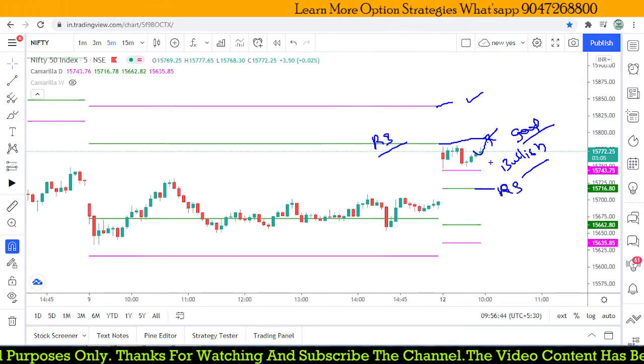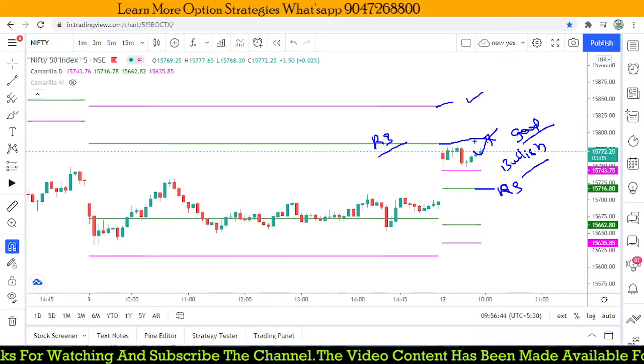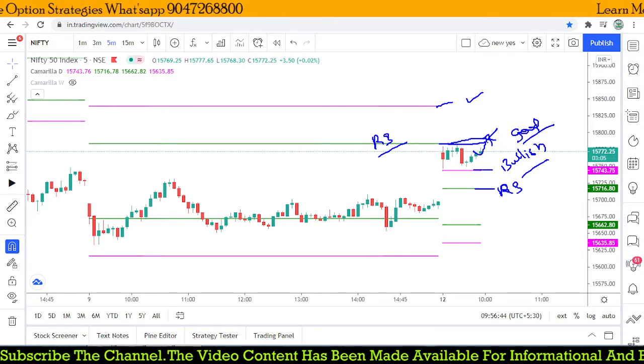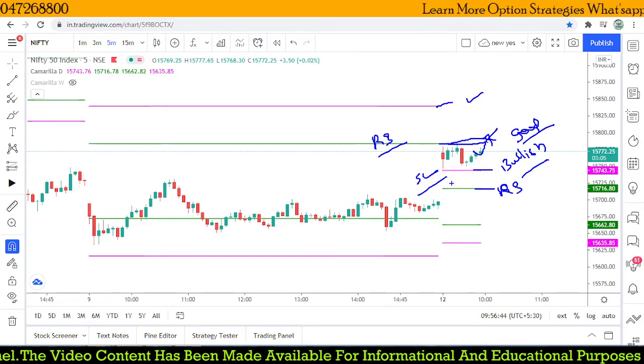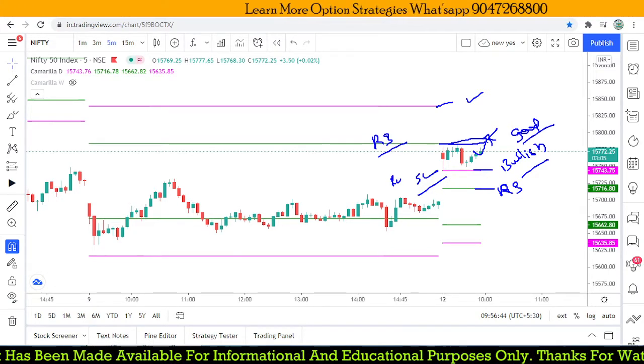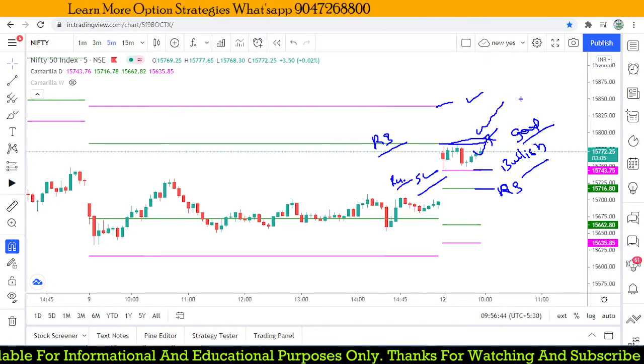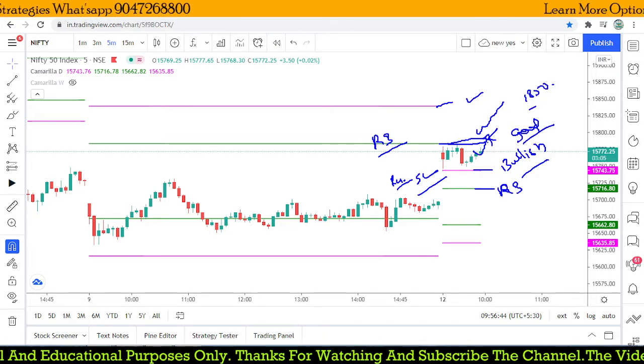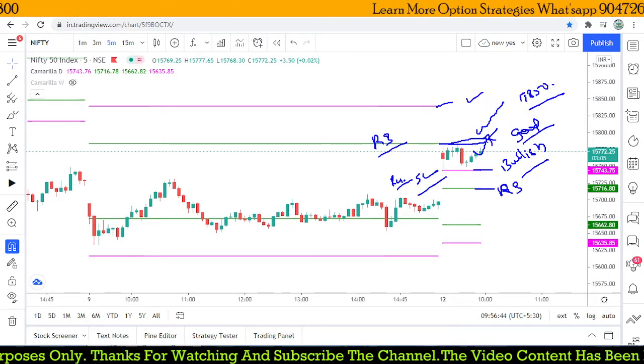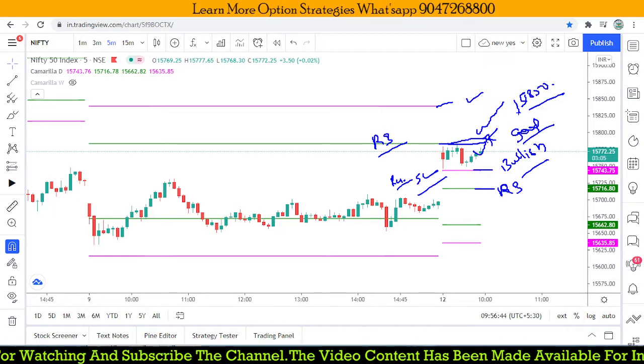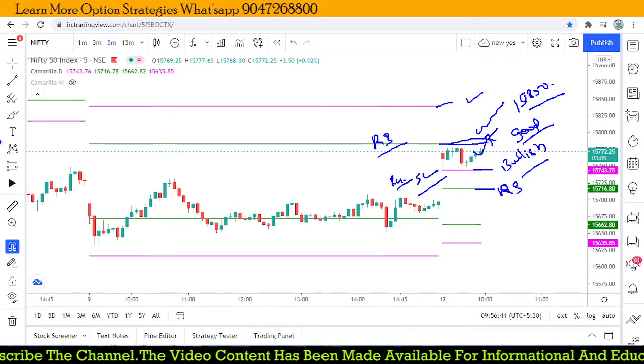So maybe it looks like a 1:1 risk reward ratio. Once this level is broken, we can keep the stop loss at this level, also around R4. So we can modify our stop loss, and we can rally between around 18... So 15,850 level we can expect in Nifty. That is today's scenario on Nifty.